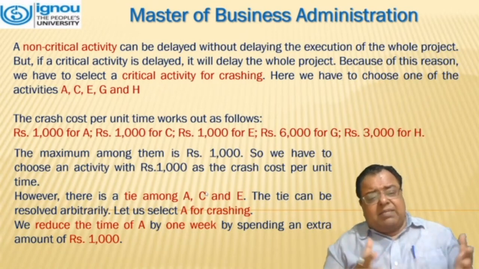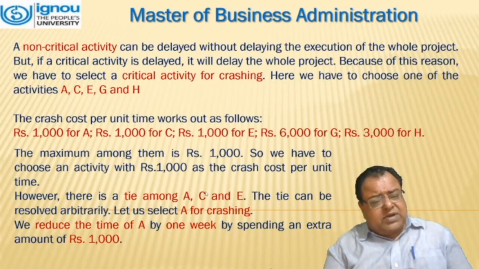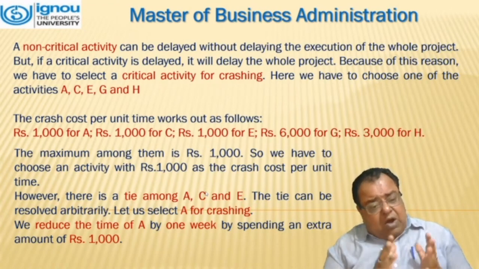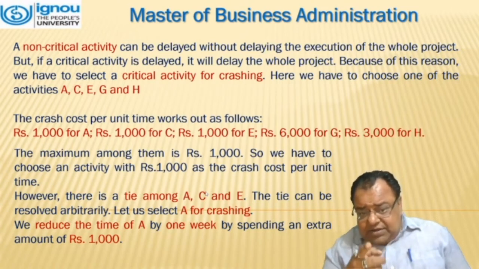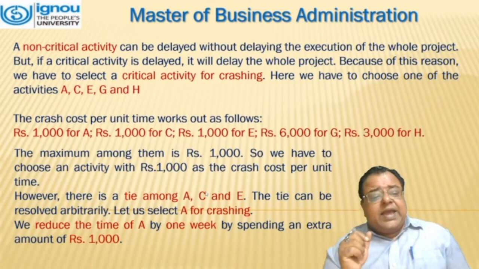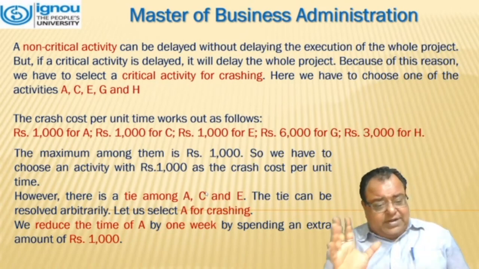The minimum among them is 1000. So we have to choose an activity with 1000 as the crash cost per unit time. However, there is a tie between A, C, and E. The tie can be resolved arbitrarily. So we have selected A for crashing.